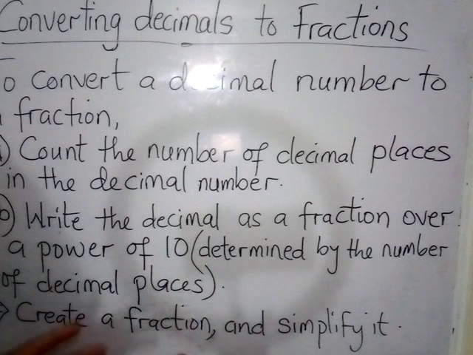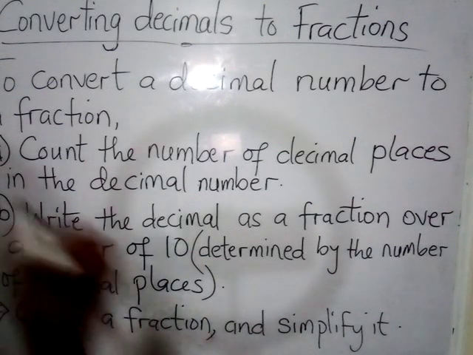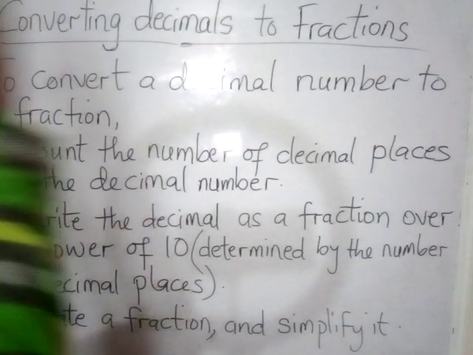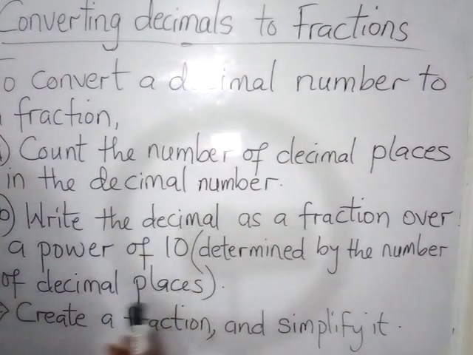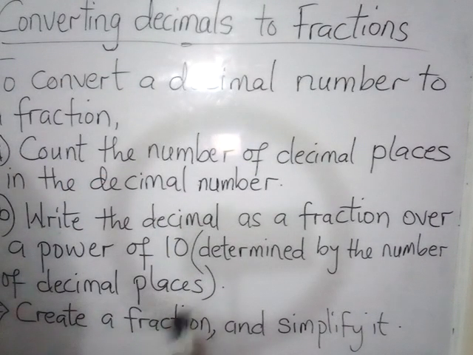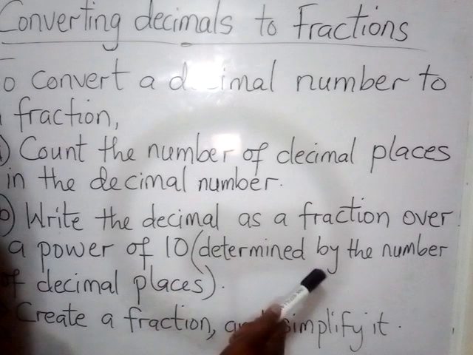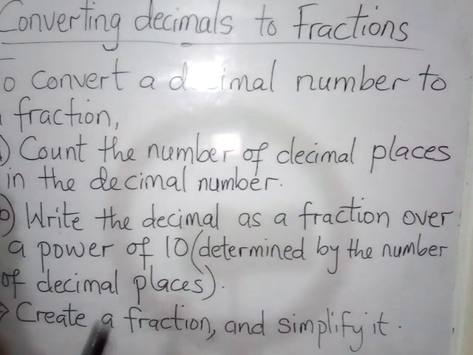After you have checked how many numbers you have after the decimal point, you will now write the number itself as your numerator. You rule your line, and then you write a power of 10 under. What does that mean? You write either 10 or 100 or 1000 or 10,000, depending on the number of digits that are after the decimal point.